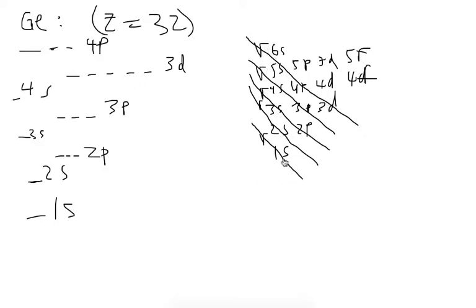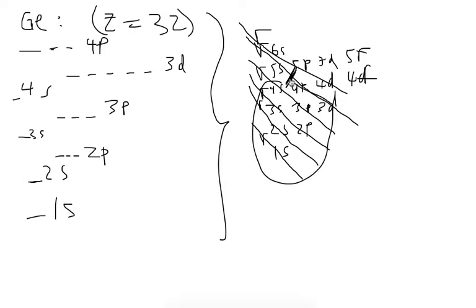So as you can see, we have the 1s, and then the 2s, the 2p, 3s, 3p, 4s, and then the 3d, 4p, 5s, and then the 4d. So for this particular electron configuration diagram, we only need up to the 4p. So we're going to be covering all of this area.